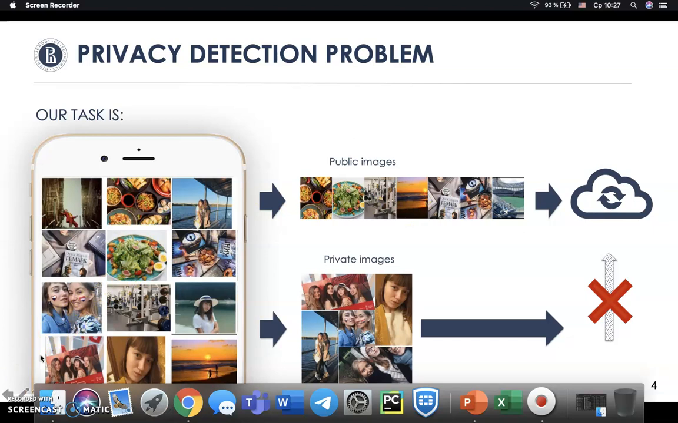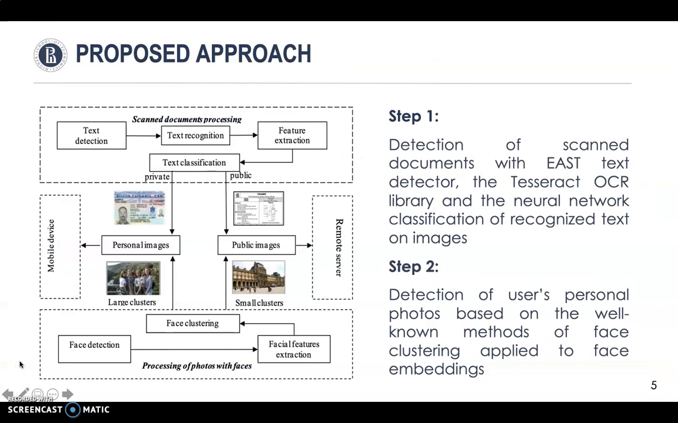Additionally, we can use public images from the user's gallery to model his or her preferences on the remote server using sophisticated techniques like deep neural networks, and private images can be processed locally on the mobile device of the user. On that slide, the proposed approach is displayed.